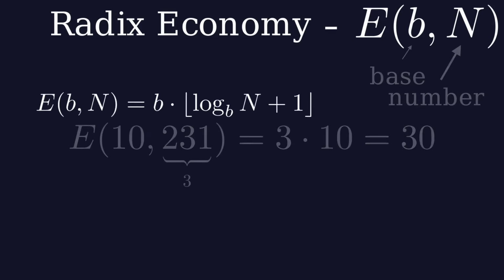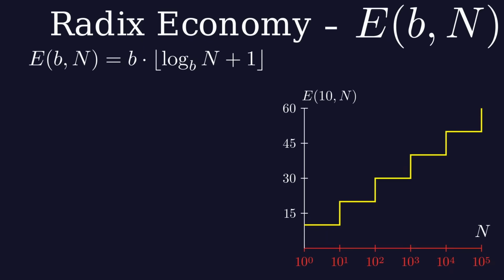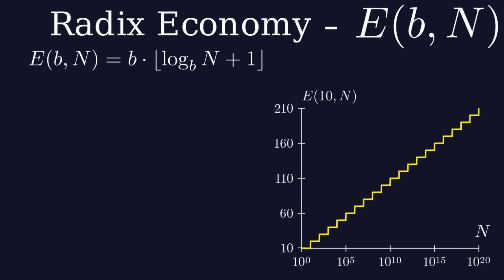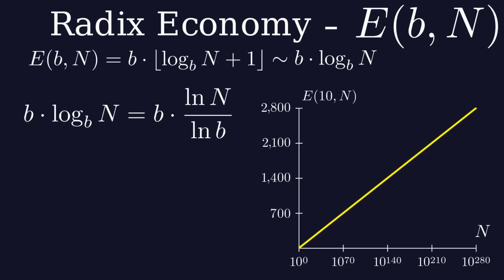We can graph this formula for b equal to 10. To better see this function, the horizontal axis is in the logarithmic scale. We can see that the function jumps when we add a new digit. But when n gets very large, the jumps become less and less significant. Which means that for large values of n, this formula can be approximated by b times log base b of n, and that is equal to b times ln of n divided by ln of b.